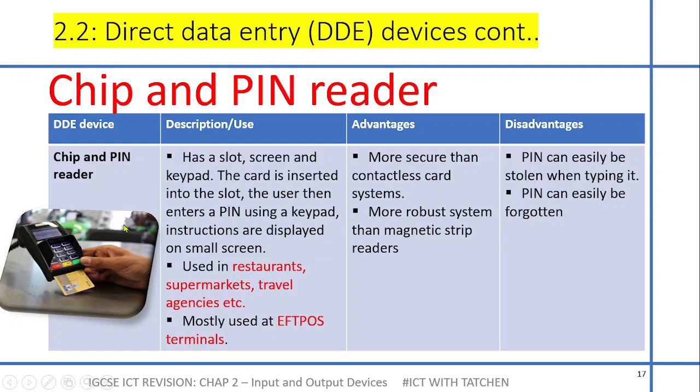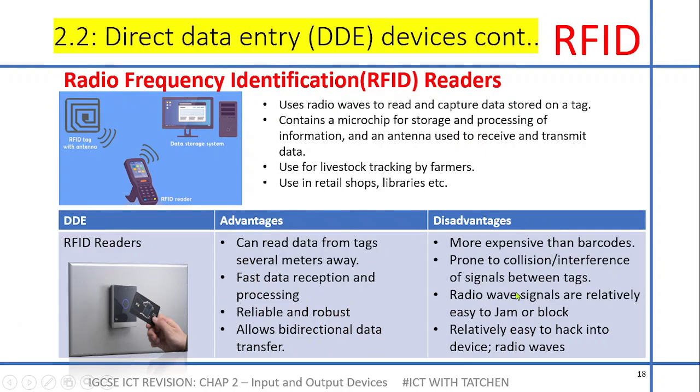So you mostly find this in places like restaurants, supermarkets, some travel agencies use it, and in many other areas. So what are some advantages of chip and pin readers? They are more secure than a contactless card system. They are also a more robust system than magnetic stripe readers. True. Disadvantages: the pin can easily be stolen when typing it. Yes, somebody can watch your pin when you're typing it, so it's always nice to hide your pin. The pin can easily be forgotten. That's true. Some people tend to forget things easily, so that's also a disadvantage.